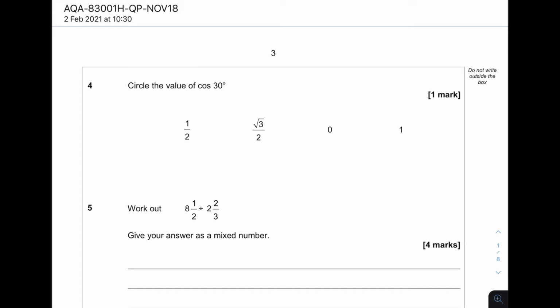In this video, we're going to look at the AQA Higher Tier GCSE paper for November 2018, and specifically looking at question 4. So question 4 asks us to circle the value of cos 30.